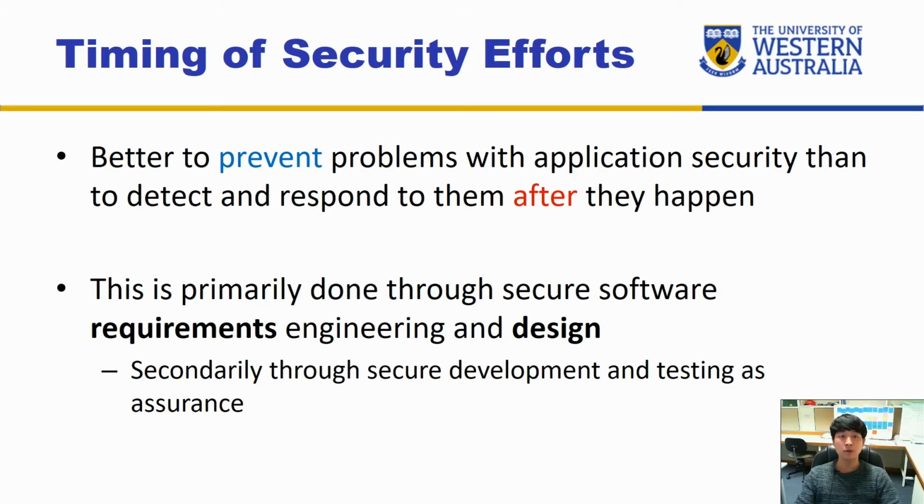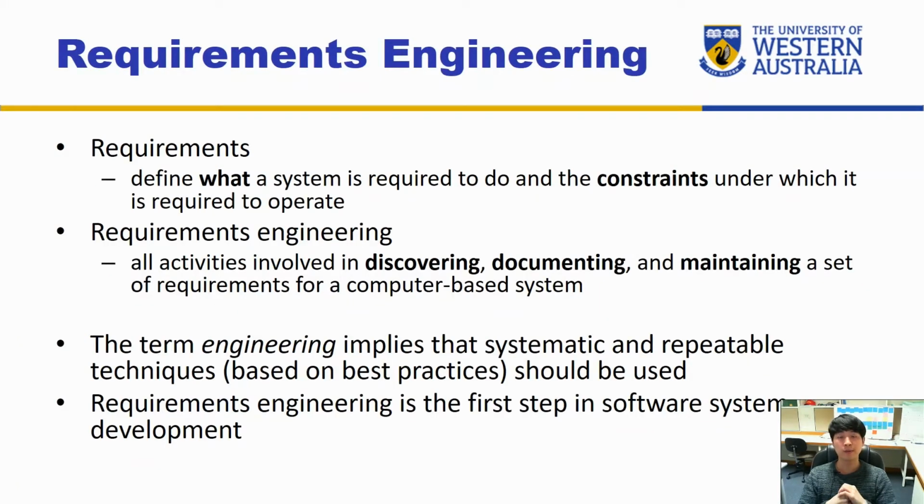Okay? So this is primarily done through secure software requirements engineering and design. We need to understand what potential issues and security flaws we might face and need to address as part of developing that software. Of course, those will also be captured through secure development and testing as assurance as well. But it is best to start early to ensure that you can mitigate as many vulnerabilities as possible. Okay? So that brings us to requirements engineering.